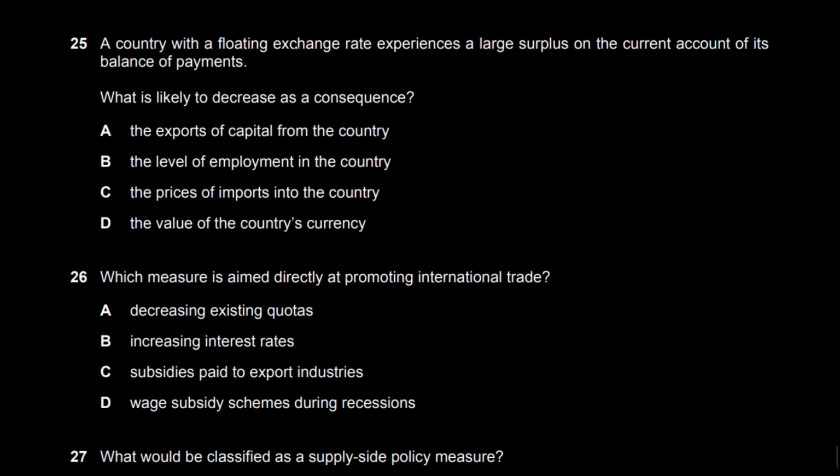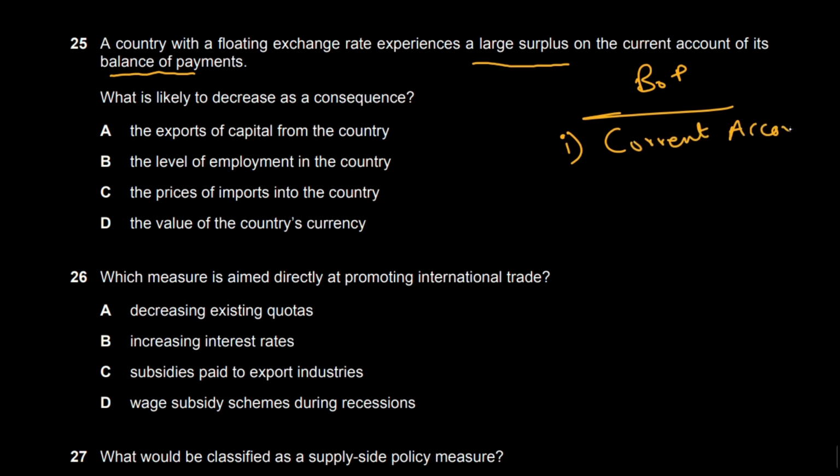25. A country with a floating exchange rate experiences a large surplus on the current account of its balance of payments. So whenever we are talking about the balance of payments, BOP, it is made up of three components: the current account, then we have our financial account, and then lastly we have our capital account.